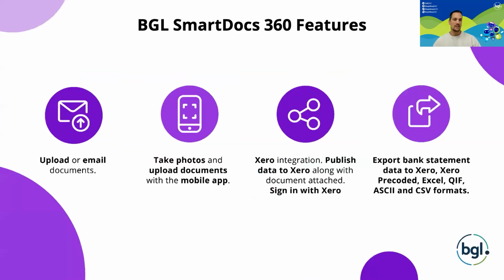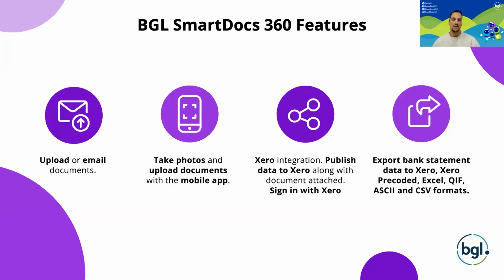Looking at that in a little more detail, there are a few different ways of getting documents in. You can either upload or email them. We can utilize mobile phones, and there are two options there. We've got one which is a QR code, which can be used even if you don't have the native SmartDocs 360 app installed. You can still use your mobile phone as a scanner for once-off scans or just on the fly. Or SmartDocs 360 has both an iOS and Android app, which can be installed as a native one and utilized as well.